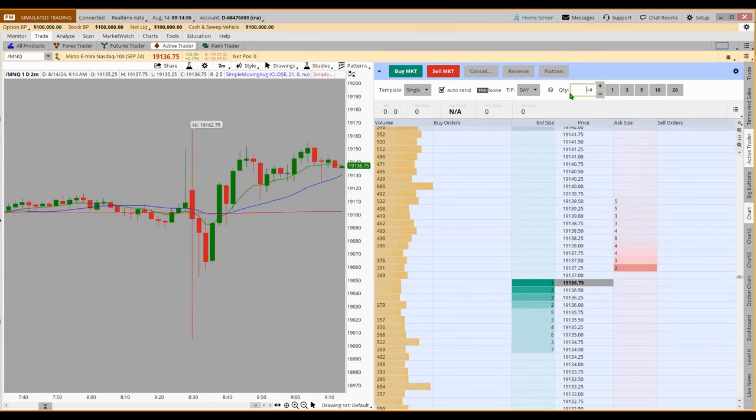NASDAQ is into the median pivot right here at the New York trading session right now, 78 points down, 0.4%, 0.40% down. It's kind of like in the same category with Russell. S&P flat-ish.